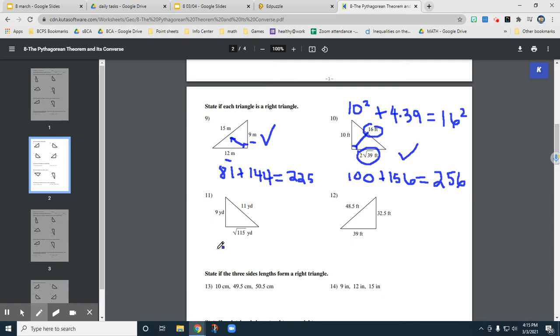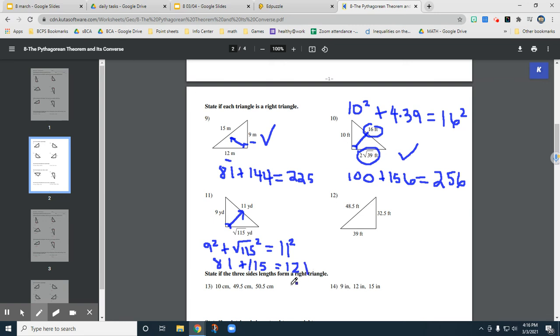All right, looking at 11, we've got the square root of 115, 9, and 11. Here's our right angle. Here's our hypotenuse, the longest side. We just square everything. We're adding A and B squared together. 9 squared is 81. The square root of 115 squared is 115. And 11 squared is 121.